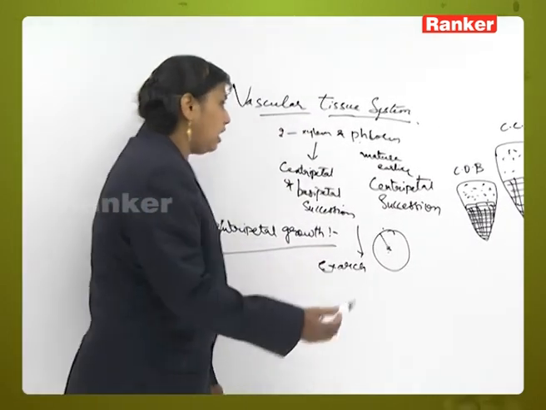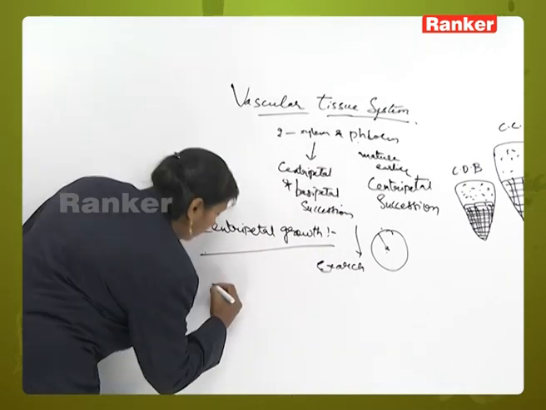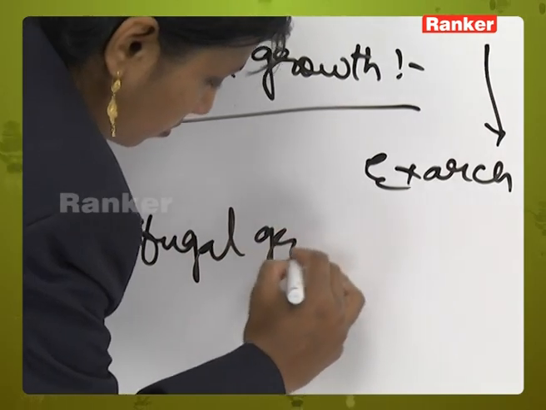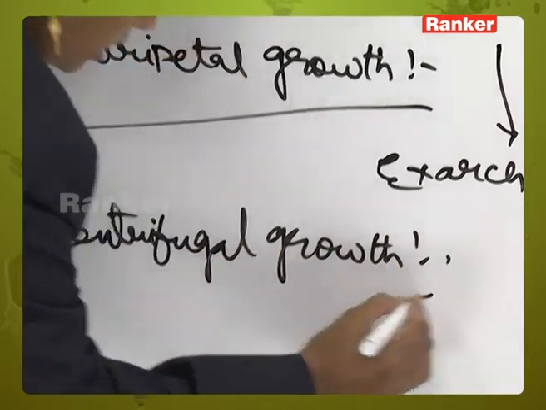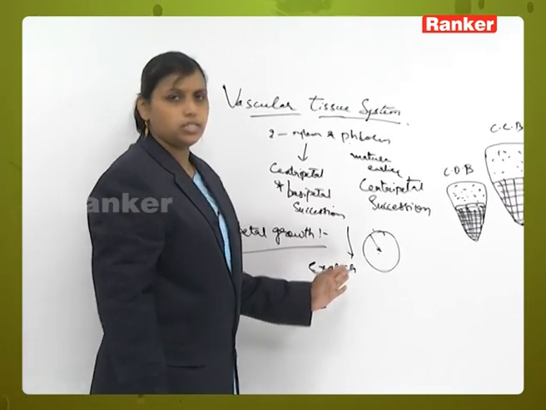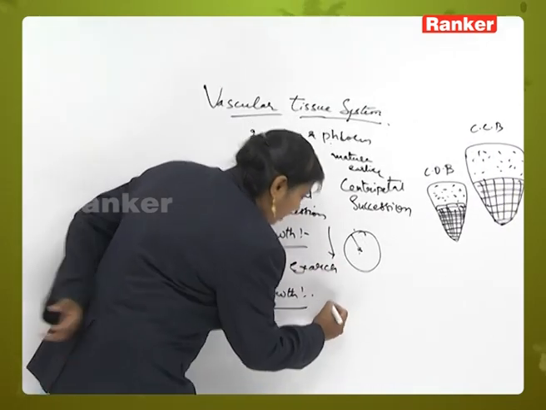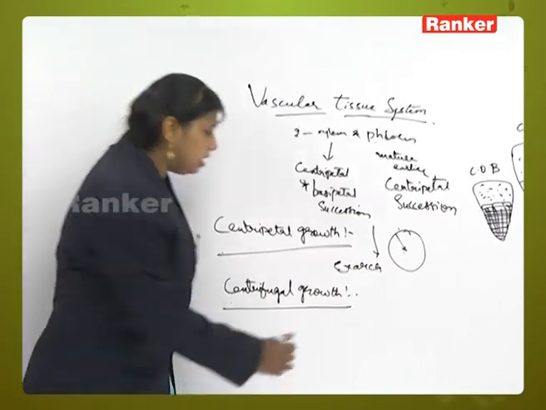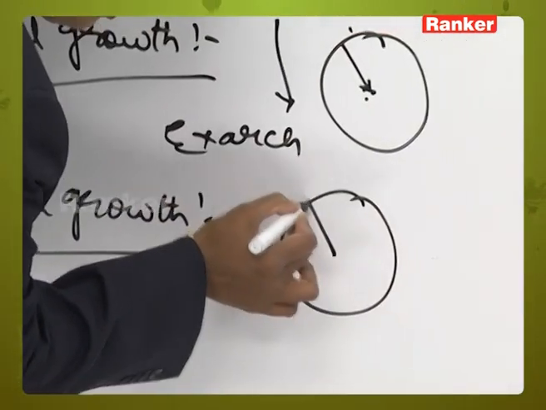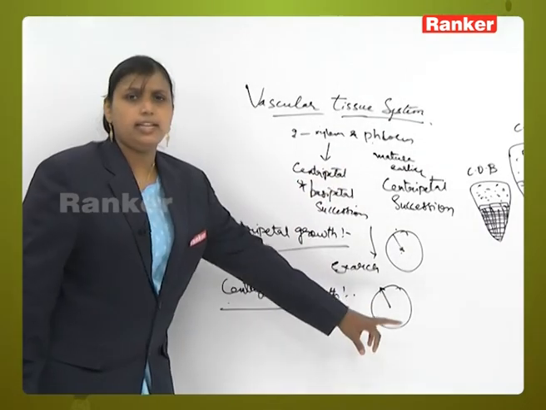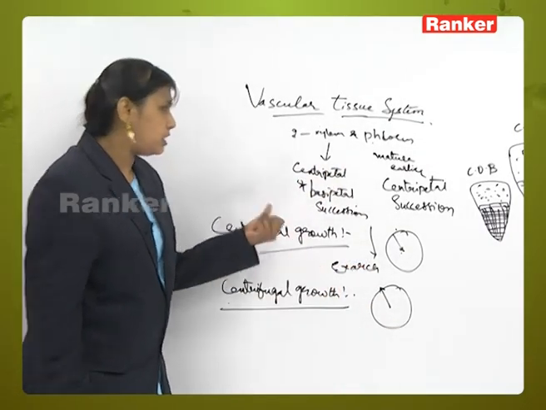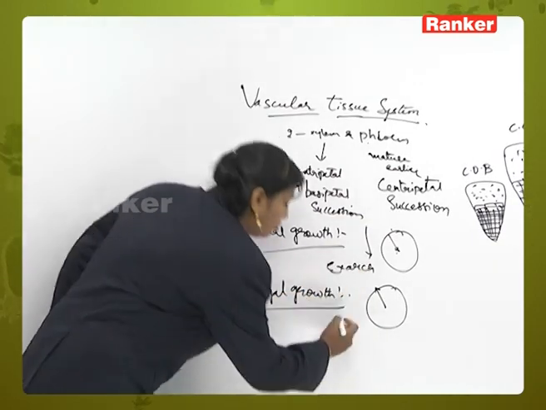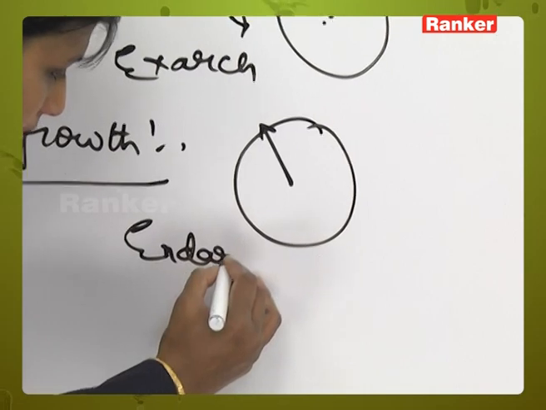Okay? Next, the other one is centrifugal. What is centrifugal growth? The opposite of this is centrifugal growth. Here, the initials of the xylem elements show differentiation from the center towards the periphery, from the center towards the outside. That type of xylem formed is called endarch xylem.